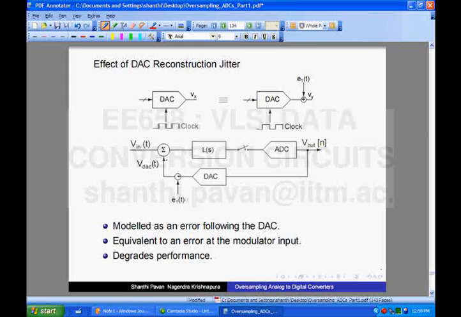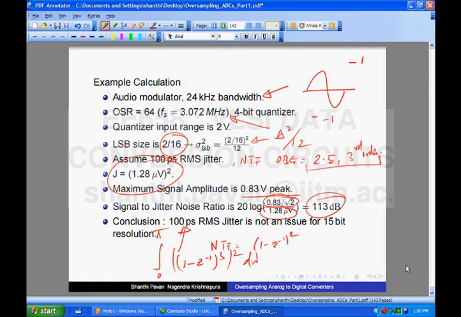So for example, to get 15-bit operation we said 100 picoseconds RMS and 3 megahertz clock rate. For a 3 megahertz clock rate, what is the time period of the clock? It's 300 nanoseconds, and the jitter sigma is 100 picoseconds, 3 sigma is 300 picoseconds. So you can see that it's a factor of 1000 smaller. Okay, so excess delay is not the problem.